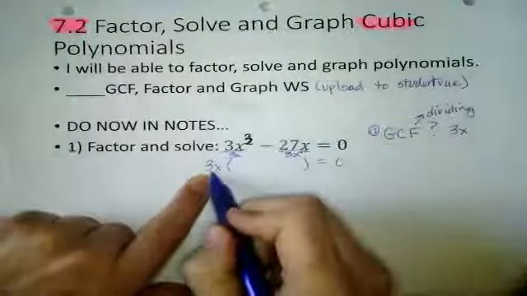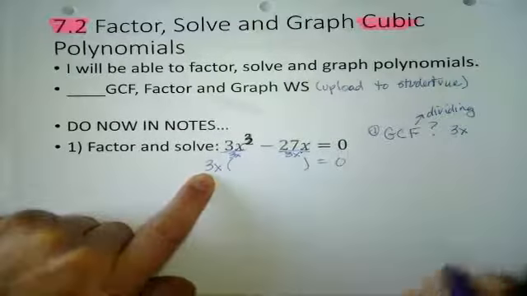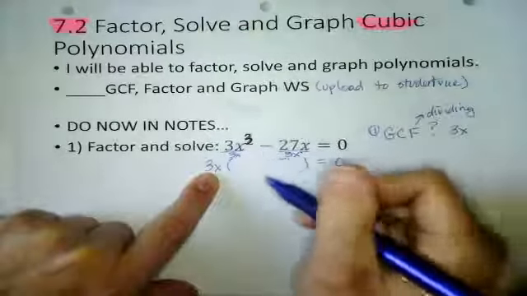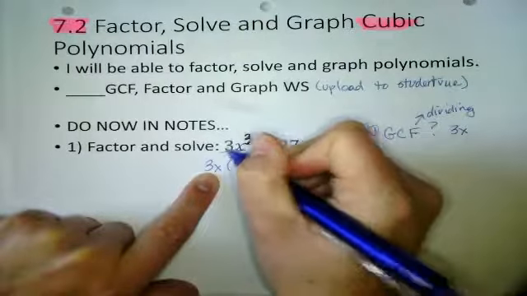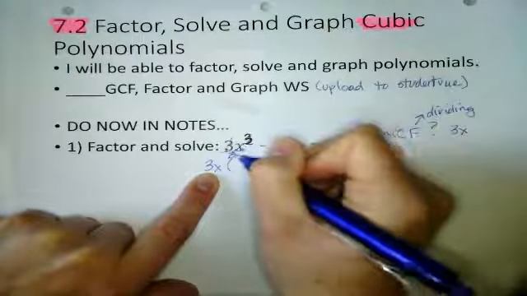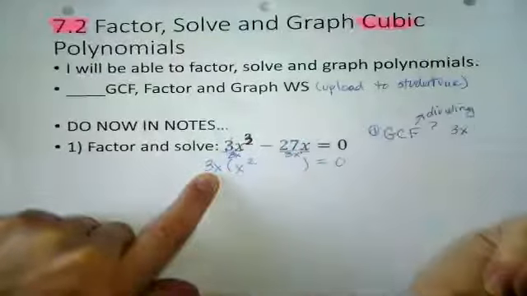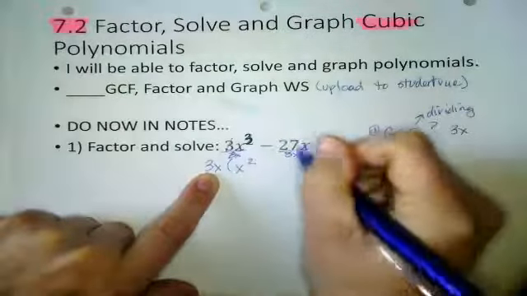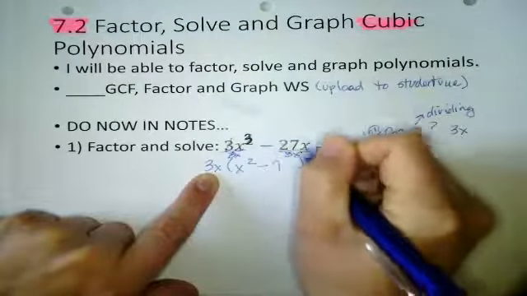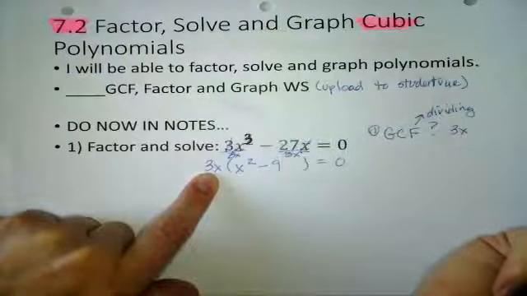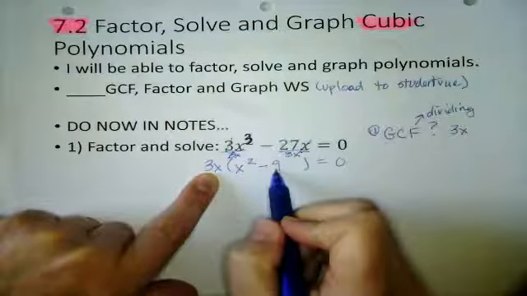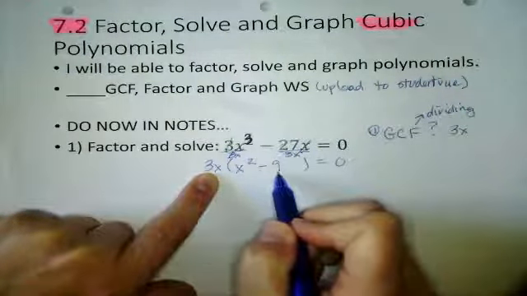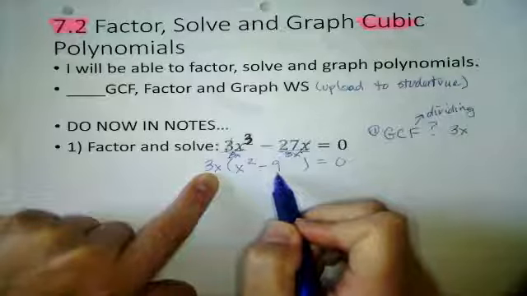So one of the factors is 3x. So we're going to unmultiply that, which means divide. The 3's would cancel out, and x cubed divided by x would leave an x squared there. Here, 27 divided by 3 is 9, and the x's cancel out. From here, x squared minus 9, that is difference of squares.